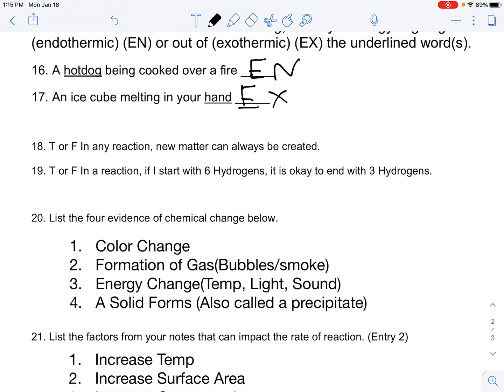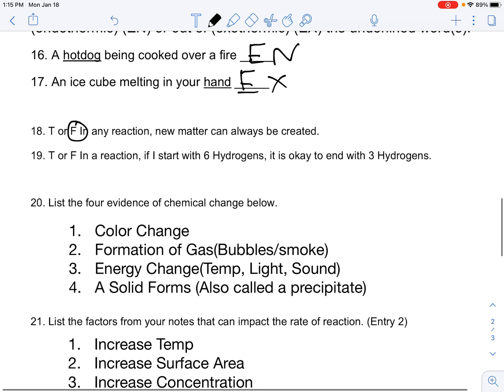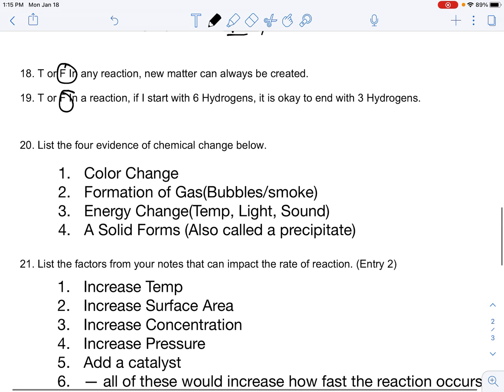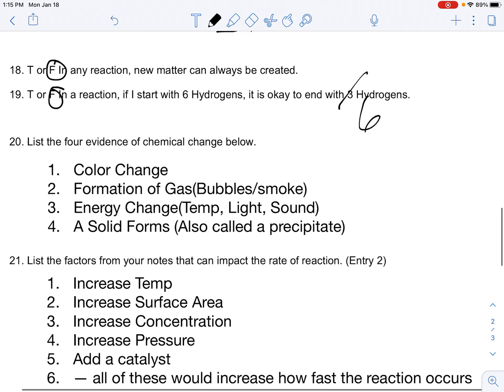True or false, any reaction new matter can be created. False, all matter is conserved. It cannot be created or destroyed. Reaction, if I start with 6 hydrogens, okay, to end up with 3. That is false. You have to have the same number. So this would have to be 6.